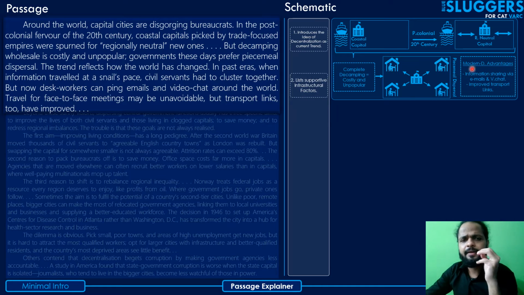So he's basically, in the later part, just listed down how this change in trend demonstrates the change in the world, or the technological development that the world has gone through. There are some modern day advantages due to which governments are now able to go for a different strategy, which is that of piecemeal dispersal, right? Okay, so that's your first paragraph. Let's move on to the next one.